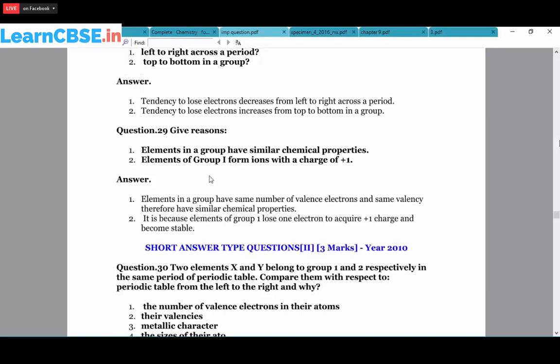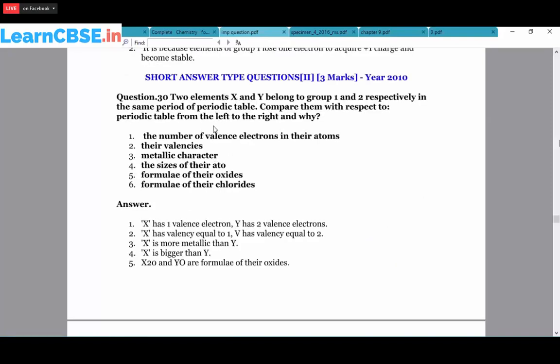The two elements X and Y belong to group 1 and 2 respectively in the same period of the periodic table. Compare them with respect to the number of valence electrons in their atoms. So we are going to compare group 1 and group 2. Group 1 indicates that there is only one electron in the outermost shell. Group 2 indicates that there are two electrons in the outermost shell.